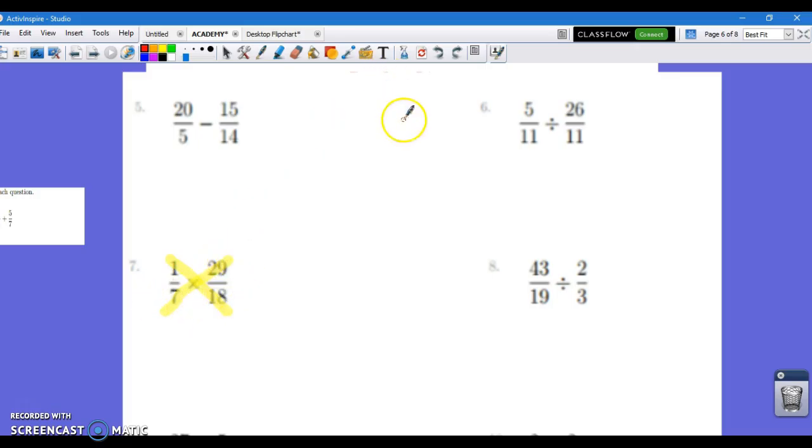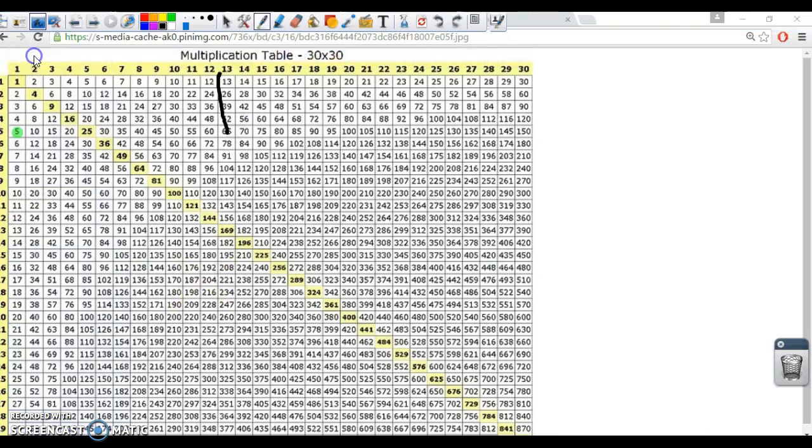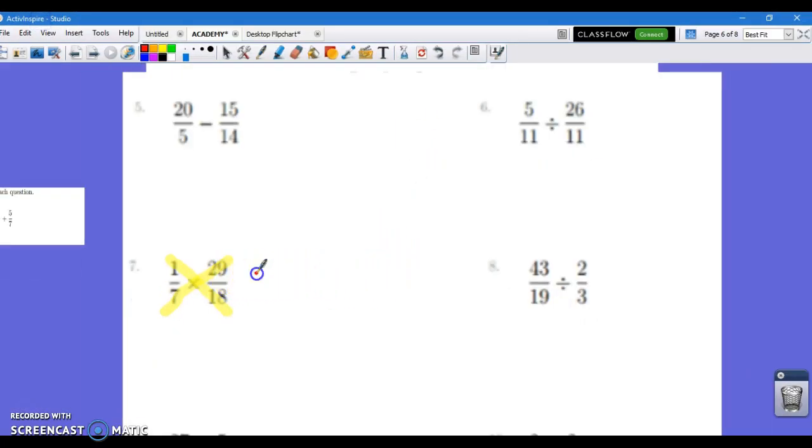7 and 29. Will that reduce? I don't know. So let me just check real quick to see if I can find a row that has a 7 and a 29 in it. There's no 7. No 7, no 7, no 7. Here's a 7. Is there a 29? No. And if you look around the block, you have no more 7s or 29s. So I'm just going to multiply straight across now.